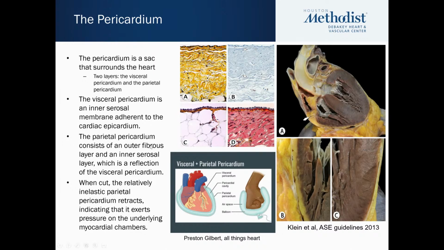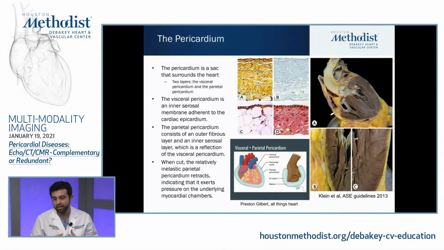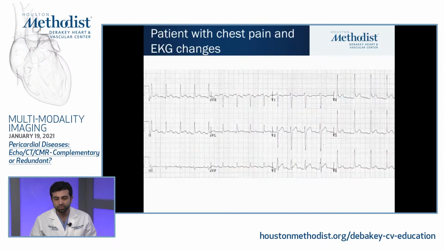The pericardium exerts a pressure on the heart. If you ever see any cardiac operation, you'll see as soon as the pericardium is cut, it retracts, and that indicates that it's exerting some amount of pressure on the heart to try to keep it from dilating, if you will. And the pericardial pressure usually is very well correlated with right atrial pressure.